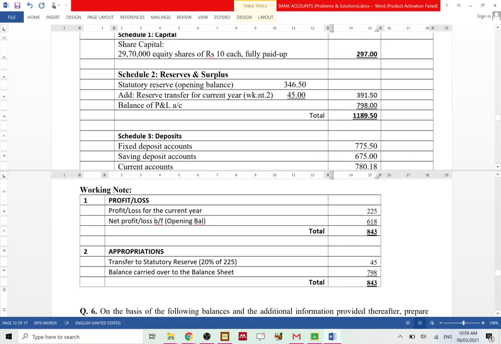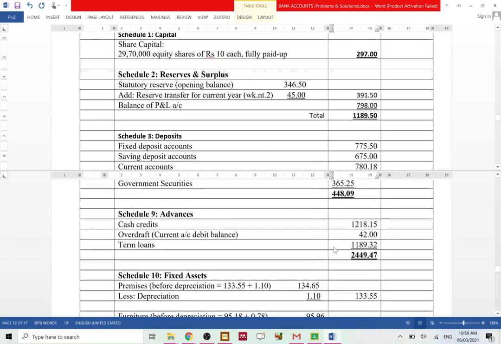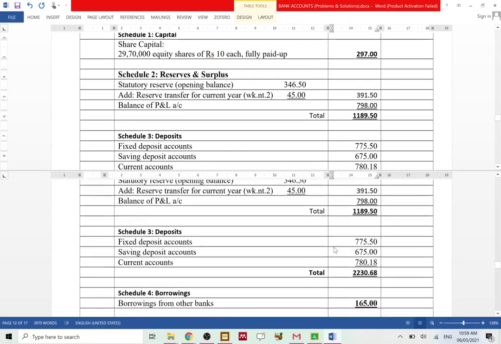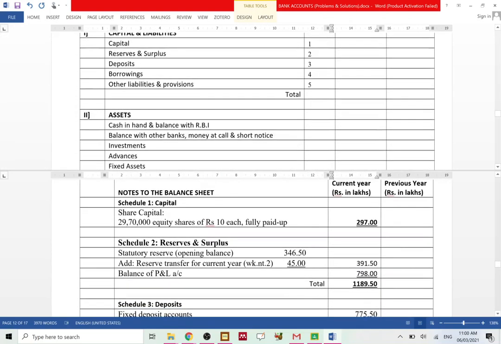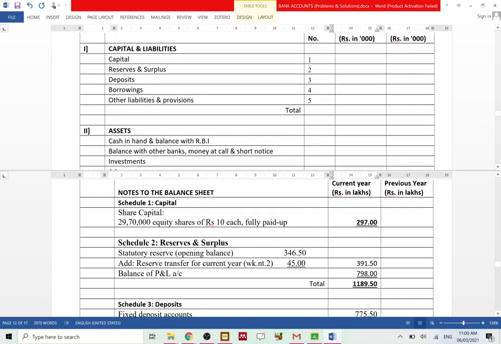Okay. So for reserves and surplus, you always need to calculate this first. Do the profits calculation. How much are total profits? How much has gone to statutory reserve? And what is the balance that goes over to the balance sheet, right? So 1189.5. So reserves and surplus is also complete, which means all our schedules are now complete and we are ready to transfer all these highlighted totals, these balances to the actual balance sheet that we have prepared here. Let's do the posting, let's do the transfers now.